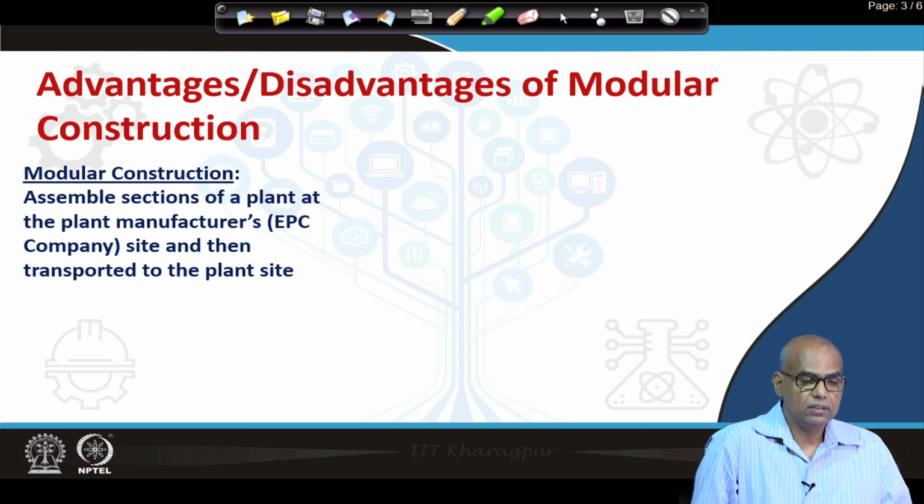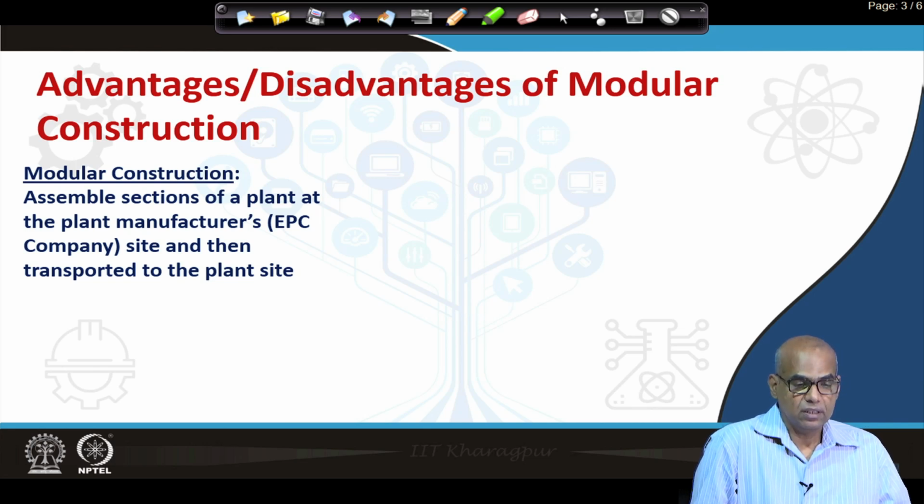Modular construction is becoming popular these days. You know, there are plant manufacturers, we call them EPC company, engineering, procurement, construction company. They also do commissioning. So, EPCC: engineering, procurement, construction, commissioning company.